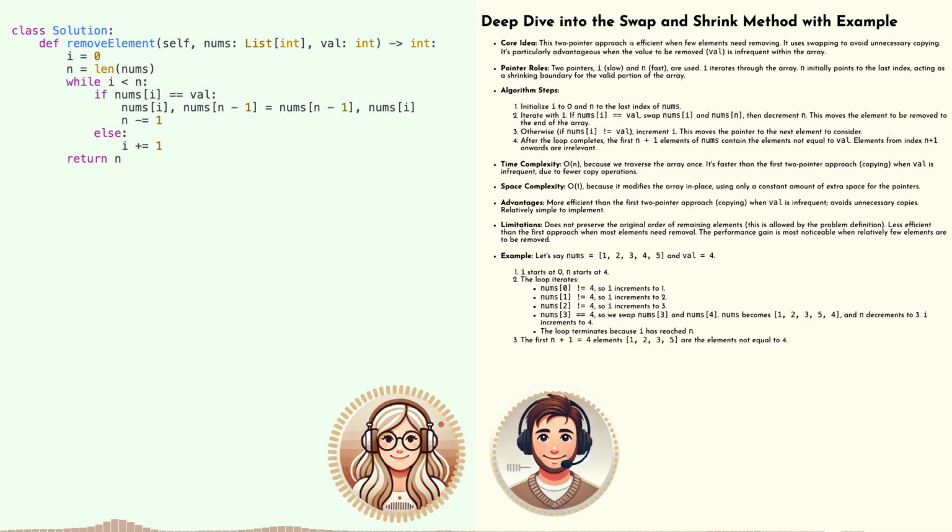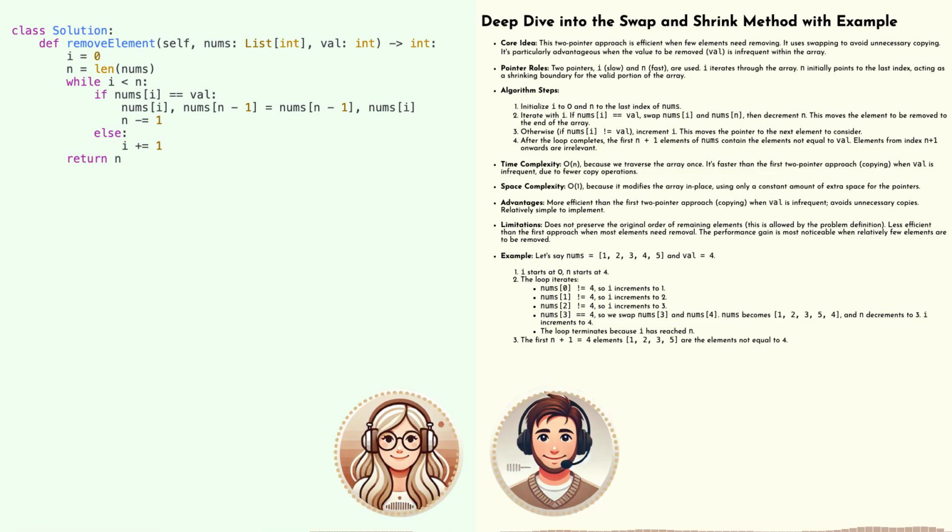Exactly. Okay, so let's use that same example, 1, 2, 3, 2, 4. But this time with our swap and shrink method. Let's say we still want to get rid of all the 2s. Walk me through what happens. All right, so I begins at index 0 pointing to that 1, and N starts at index 4 pointing at the 4. Okay, so far so good.